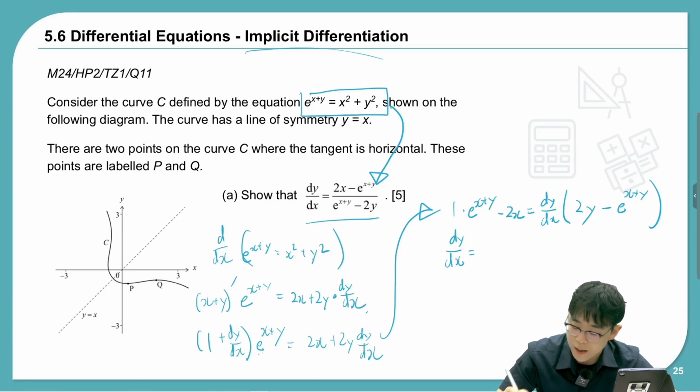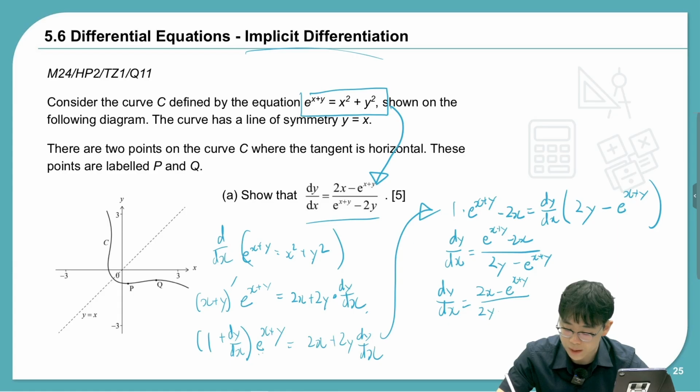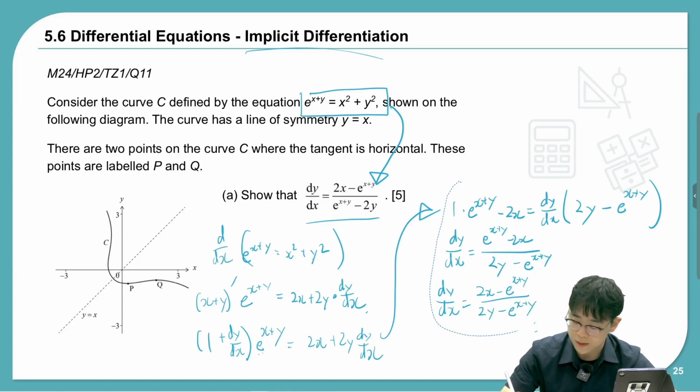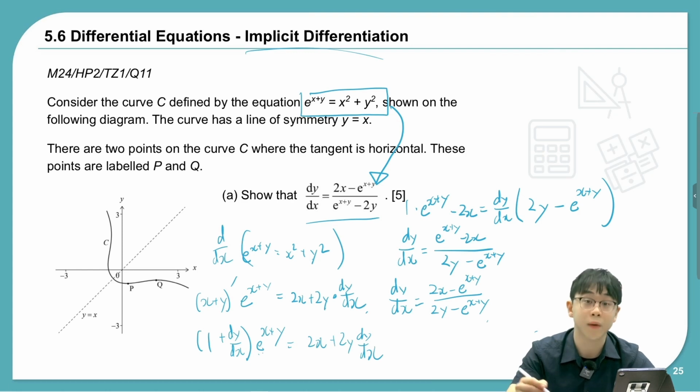So we would get dy over dx is just e to the power of x plus y minus 2x all over 2y minus e to the power of x plus y. But we could just multiply -1 to both the numerator and denominator, and we'd get 2x minus e to the power of x plus y all over 2y minus e to the power of x plus y. Okay, so in a few steps of implicit differentiation and changing out the algebra here, we'll be able to show what part A wants. Okay.